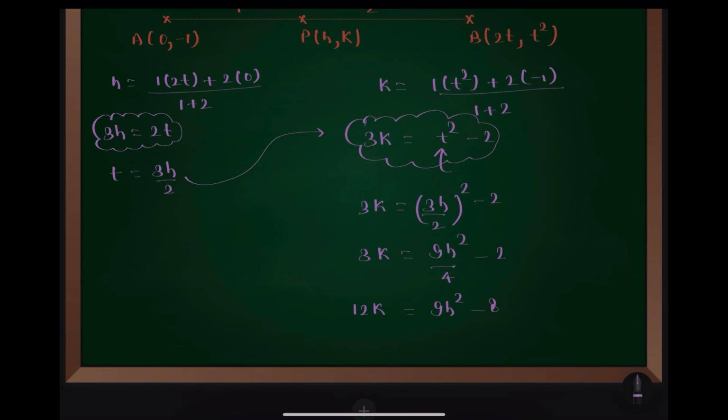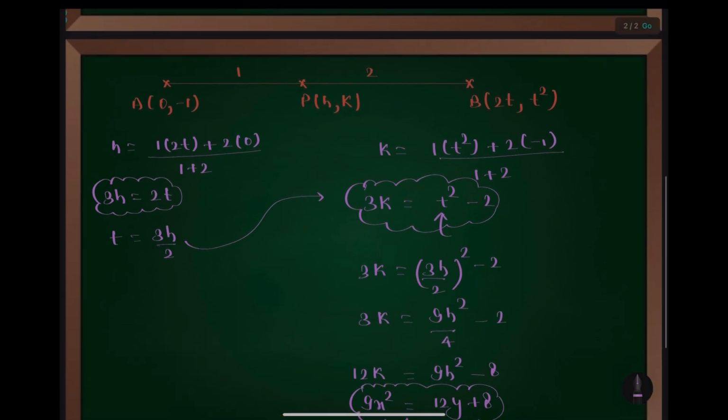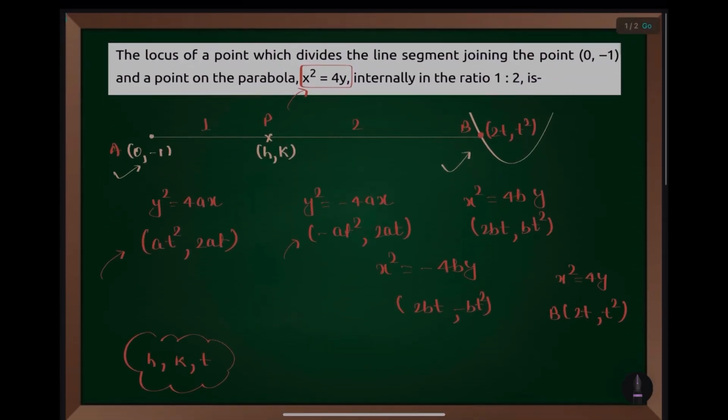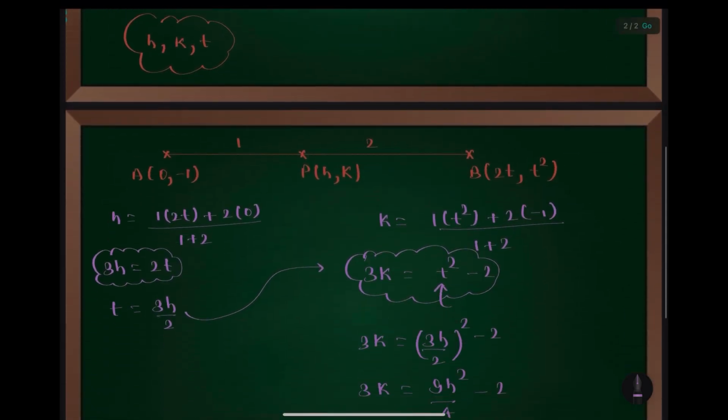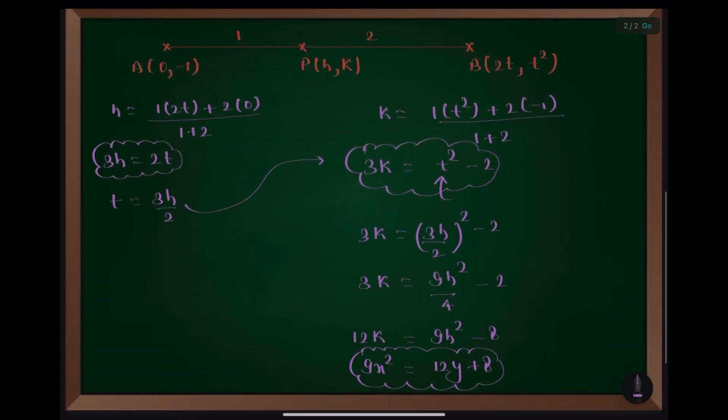Okay, now we have already removed t. Now we have to replace h and k. So you know that we will replace h with x, so 9x square equals 12y plus 8. So this is the equation of the curve. Okay, so it is the locus of a point which divides the line segment joining the point this and this in the ratio 1 is to 2. I hope you are comfortable with the explanation. Okay.